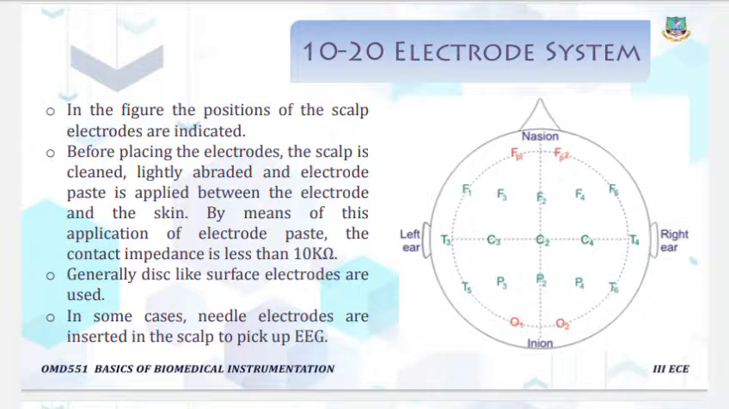Normally disc-like surface electrodes are used. In some cases, needle electrodes are inserted in the scalp to pick up the EEG signal. For measurements during open surgery and similar cases, various types of depth electrodes are also used. In many cases we use different types of needle electrodes for the measurement.